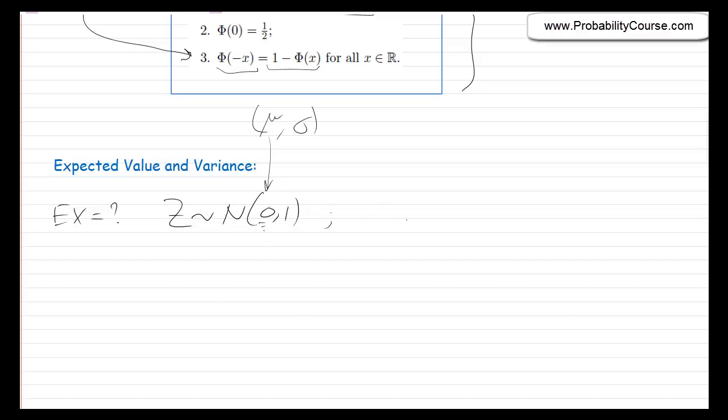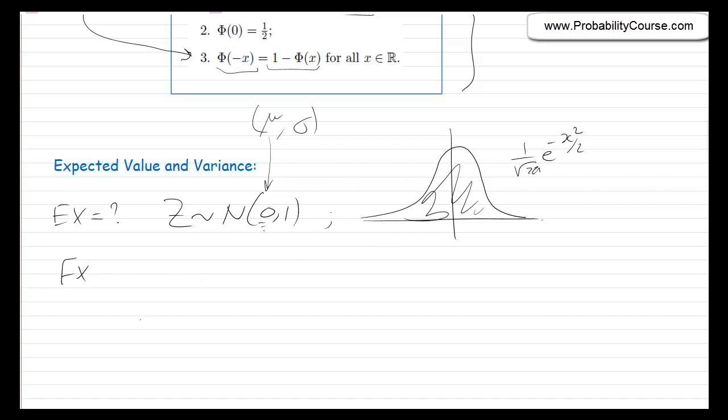If you think about it, the PDF curve again is a symmetric curve, 1 over square root of 2π e to the minus x squared over 2. So the expected value of Z becomes the integral from minus infinity to plus infinity of x times 1 over square root of 2π e to the minus x squared over 2 dx. And if you think about it, this is an odd function, right? If you change x to -x, you get the negative value.